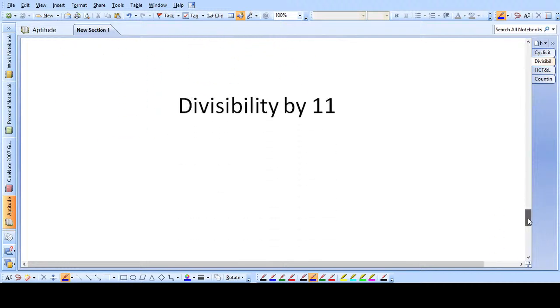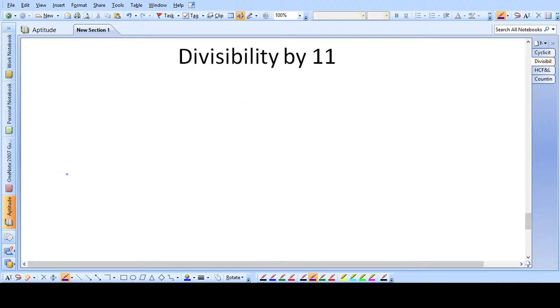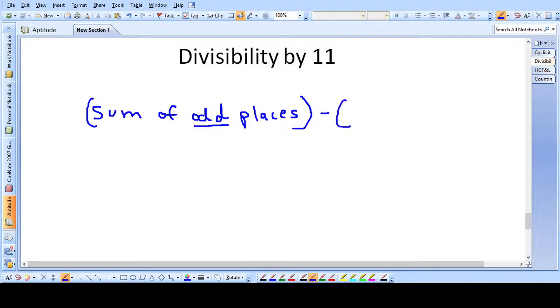Last is the divisibility by 11, which has been asked. So focus a little over this. There are two sums. First we have to take the sum of odd places. You take the number and find the sum of the digits which are in odd places, then you subtract from it the sum of digits which are in even places.